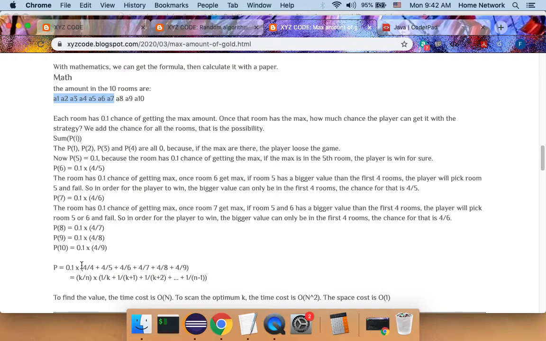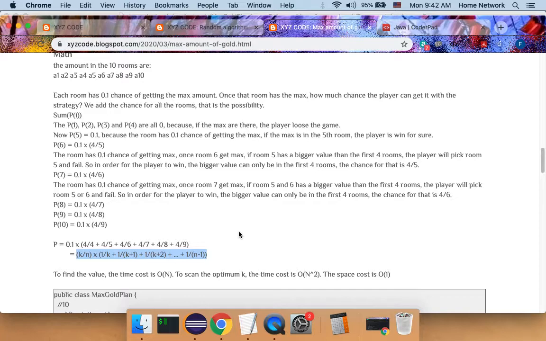So this is a formula. This is the chance of the gold appearing in a particular room. This is the chance of the player picking from it. And more generally, this is the number of rooms to check, this is the total number of rooms, and this is the chance. So we have this formula in order to find how many rooms.